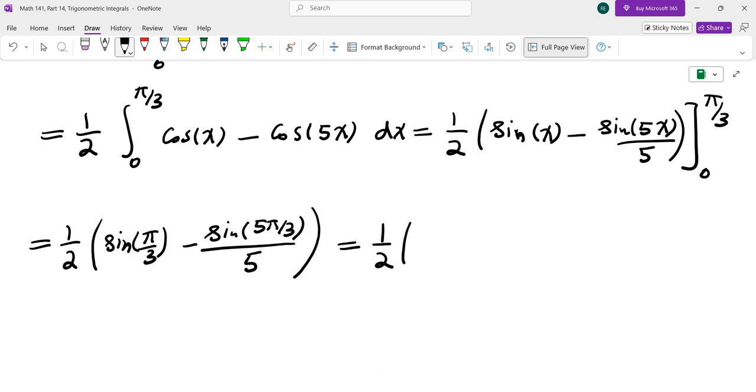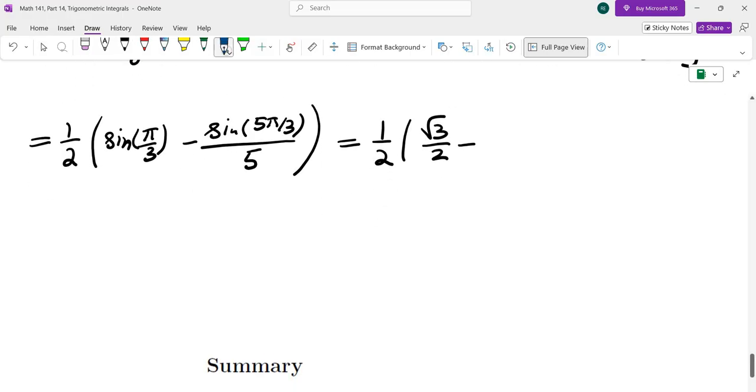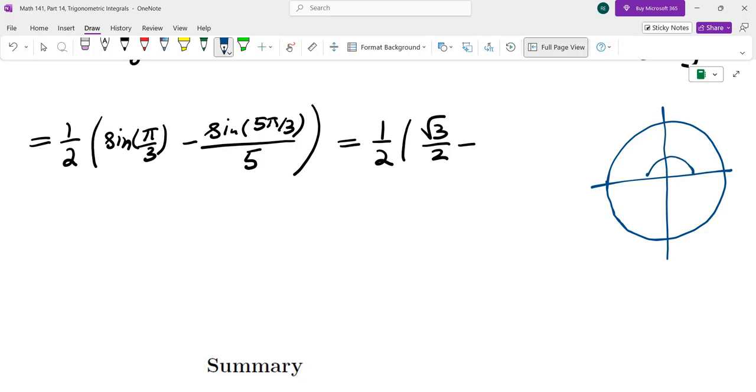Well, sine of pi over 3 is root 3 over 2 minus... 5 pi over 3, if you look at the unit circle, is pi plus 2 pi over 3. So it's like right here. So its sign is actually negative. So it's positive root 3 over 2.